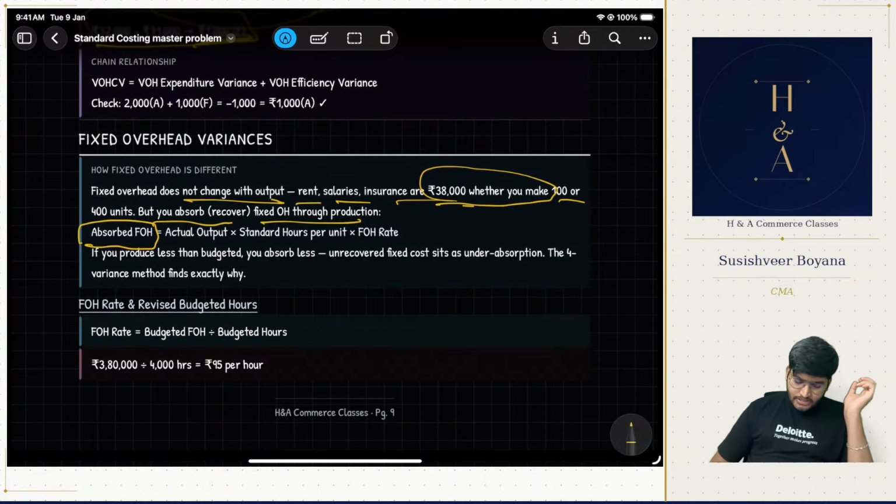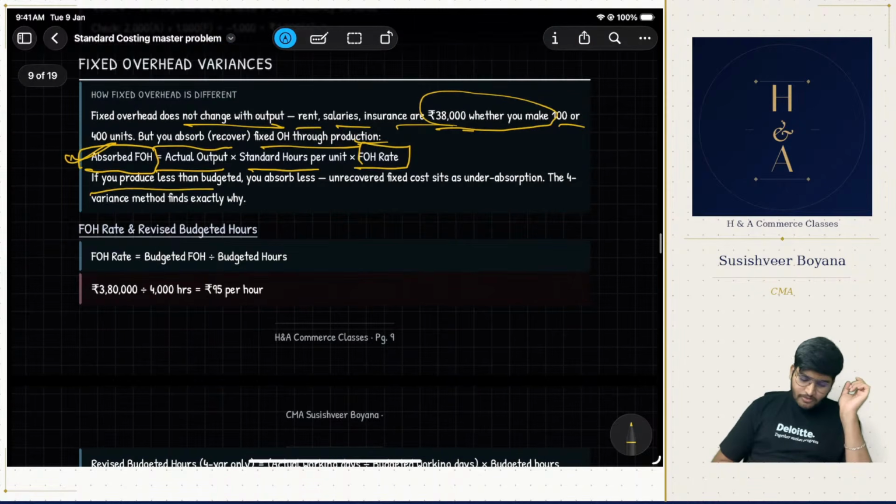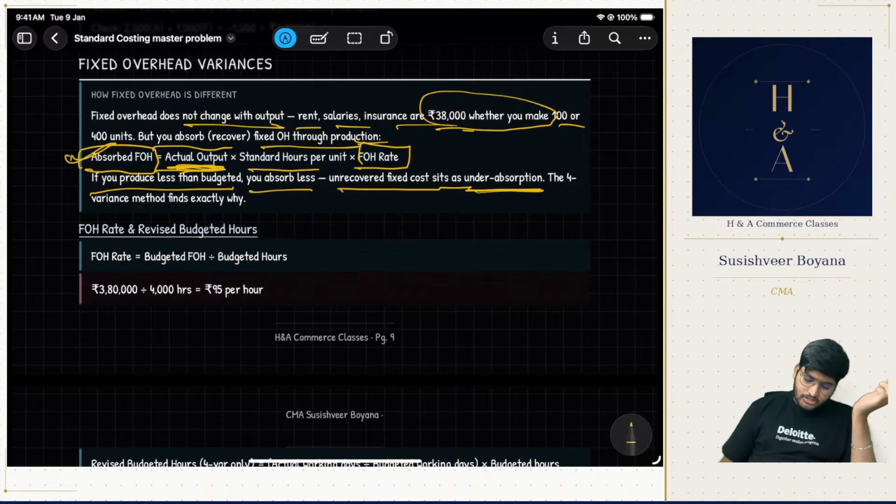Absorbed fixed overheads equals actual output into standard hours per unit into fixed overhead rate. Fixed overhead rate is going to be there, right? On what is it going to be applicable? On the actual output against the standard hours per unit. That is the absorbed overhead rate. If you produce less than budgeted, you absorb less. Of course, the number of units are going down. You cannot absorb more if the actual output is less. Unrecovered fixed cost sits as unabsorbed or underabsorbed.